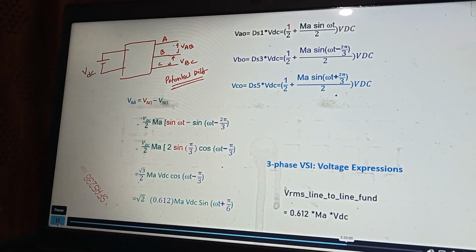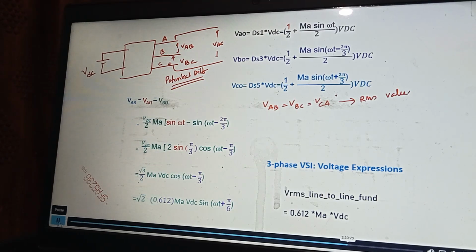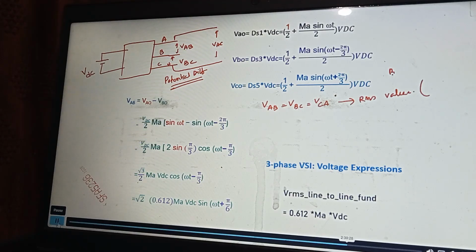So any potential difference between 2 lines like AB or BC, they will be same. Even between A and C, we can have VAC or VCA. So in a balanced system, this VAB is going to be VBC, is going to be VCA or AC. These are the RMS values here. They are going to have same values in a balanced system.